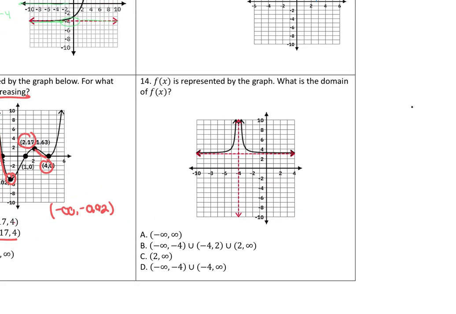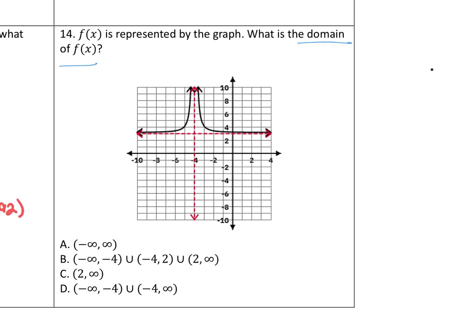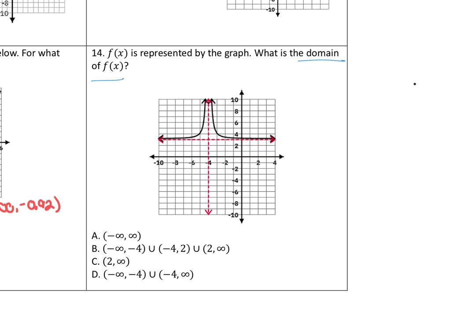Number 14 says, what is the domain? So we can look at the picture, you can do all the things I've taught you, but if you look at the graph and just try to put words to it, I go to the right to the infinity forever, and I go to the left to the negative infinity forever. But the one thing I don't touch is negative 4. So x cannot be negative 4.